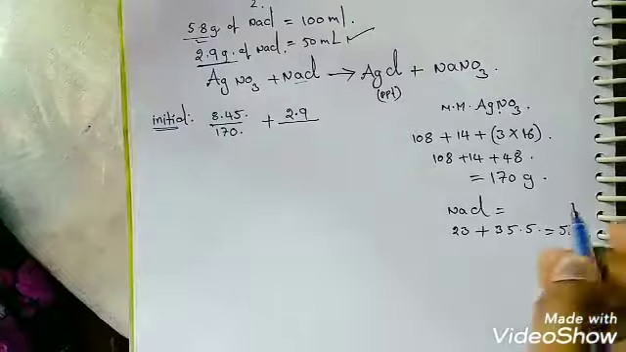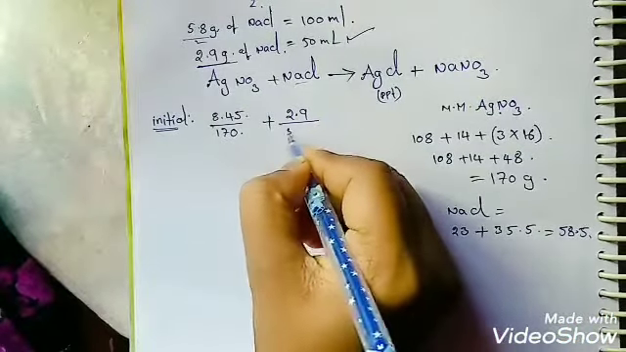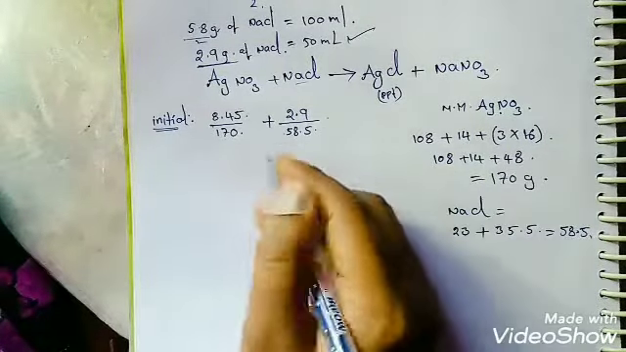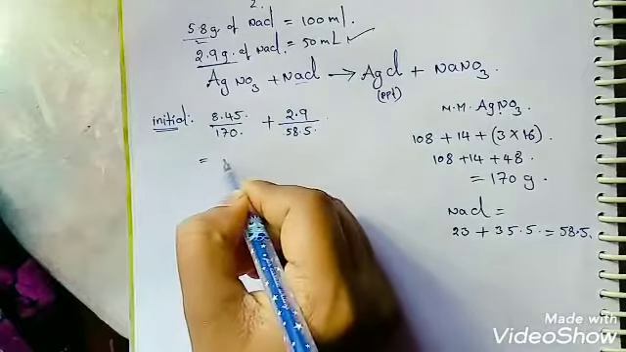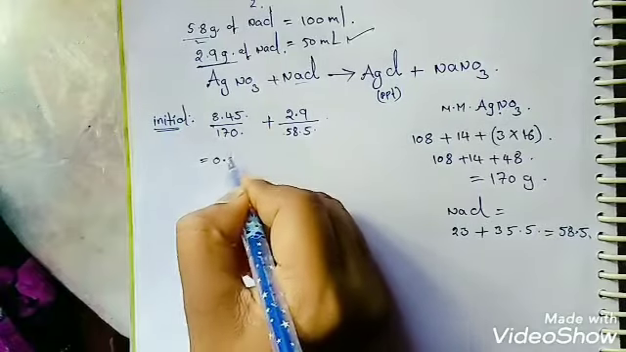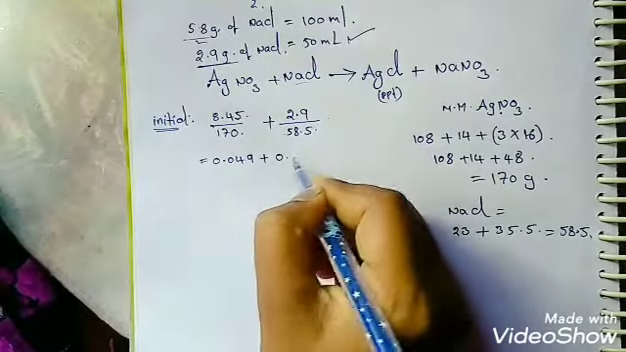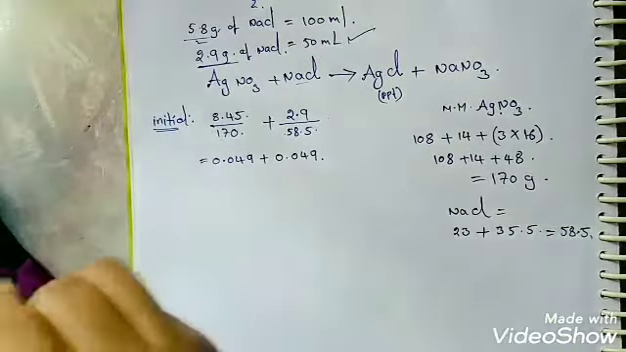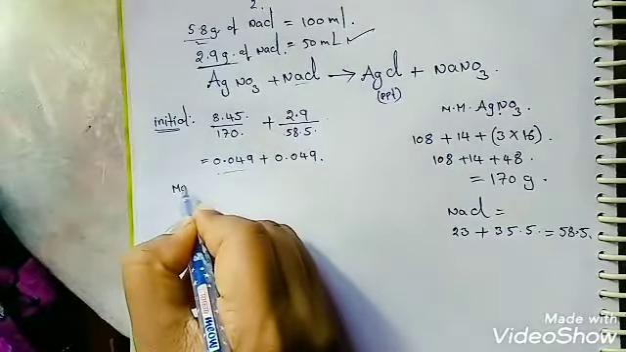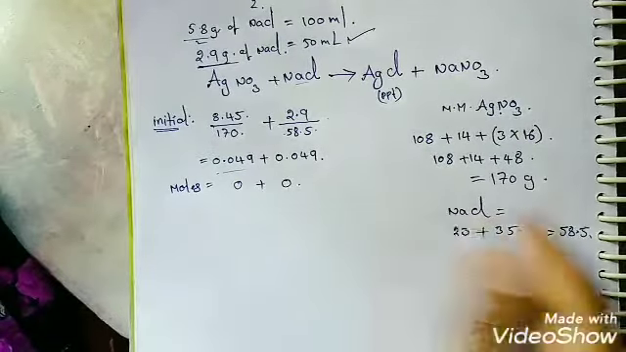Then this answer, 58.5, you should take like this in the initial step. Then if you simplify these two, students, what we have got is 8.45 by 170, that is 0.049, plus this also we got like this, 0.049. So finally, mole-wise, this also is 0 moles plus 0 moles.